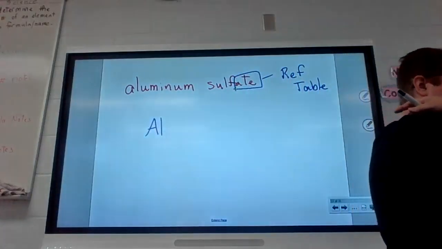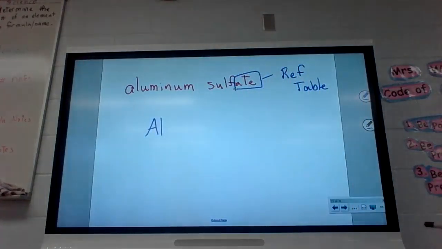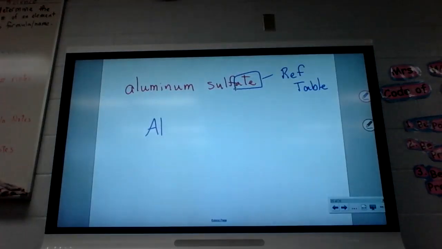Tells you it's on the reference table. If you're not sure if it's on the reference table, you only have 8 on the reference table. You could very easily look real quick and go, oh, it's on the reference table. And if it's not, then you can go to the periodic table. Okay? So what is sulfate's formula?